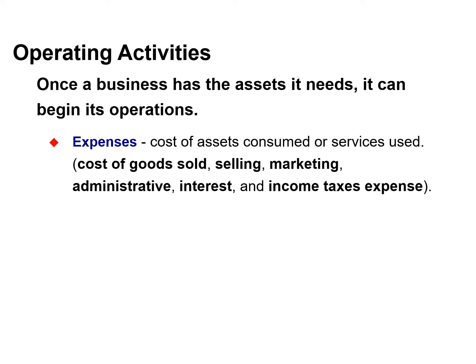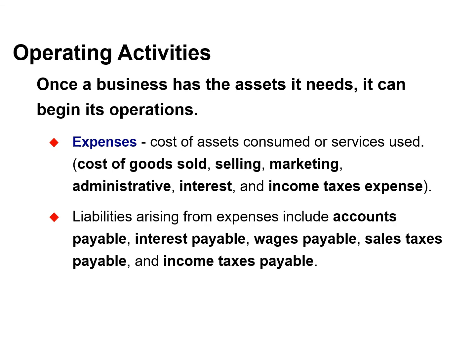Before a company can sell a product, it must either make the product or purchase it. It also incurs costs like salaries, rent, and utilities. All of these costs, referred to as expenses, are necessary to produce and sell the product. Expenses take many forms and are identified by various names. For example, cost of goods sold, selling, marketing, administrative, interest expense, as well as income taxes.